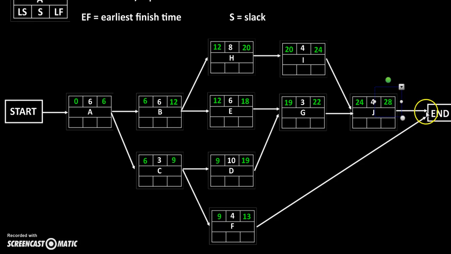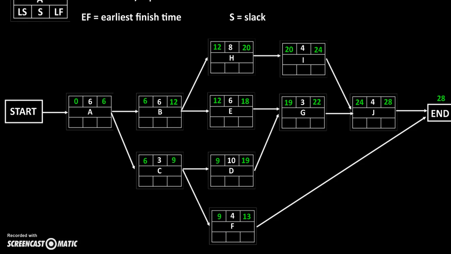And then we've reached the end. Just like any other activity, we have two activities preceding the end, F and J. J has the largest early finish time, so we're going to use 28. We're going to put it just on top of the word end here. What that means is that 28 days is the earliest that this project can be completed. Alright, so we've found all of our earliest start and earliest finish times. That was our forward pass.